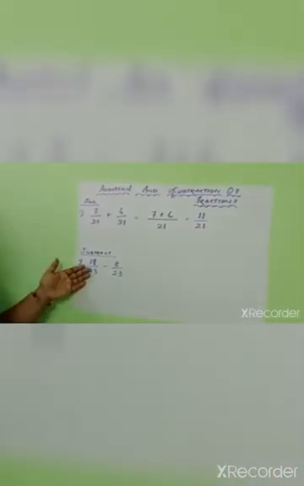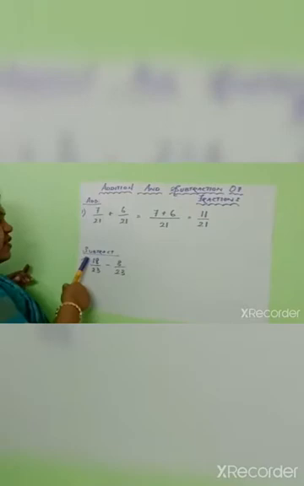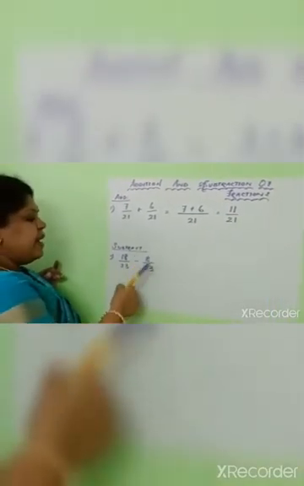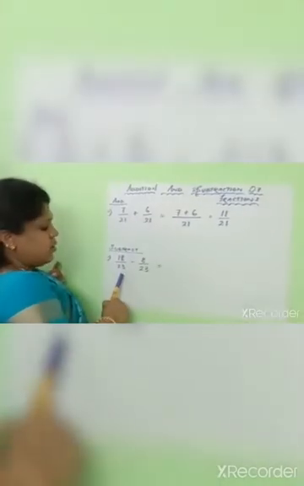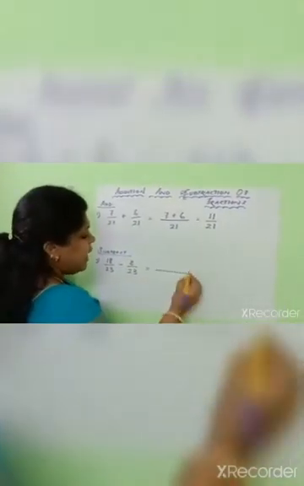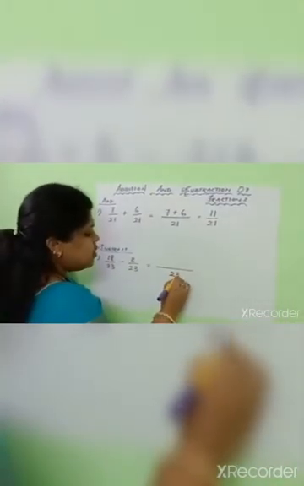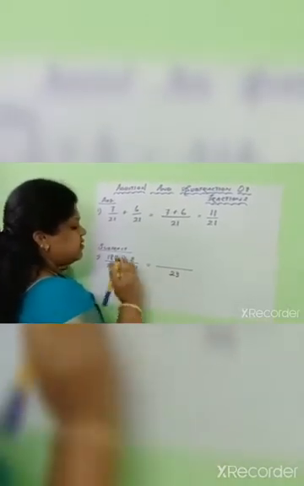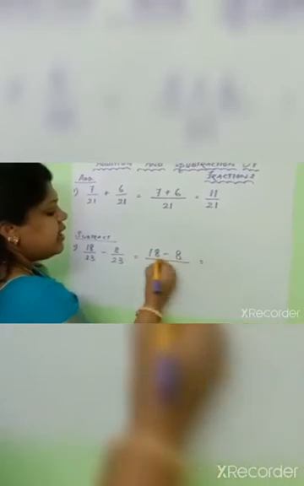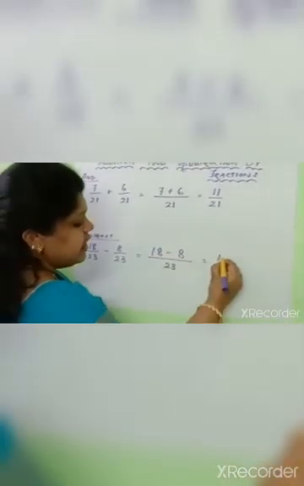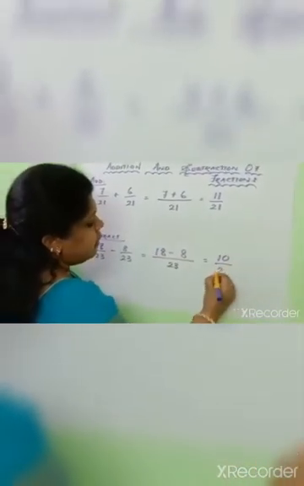Now let's subtract in the same way. The question is 18 by 23 minus 8 by 23. We have to follow our rule. That is, we should not add or subtract the denominator. So we keep the 23 as it is. And we have to subtract the numerator. What is 18 minus 8? Yes, it is 10. 10 by 23.